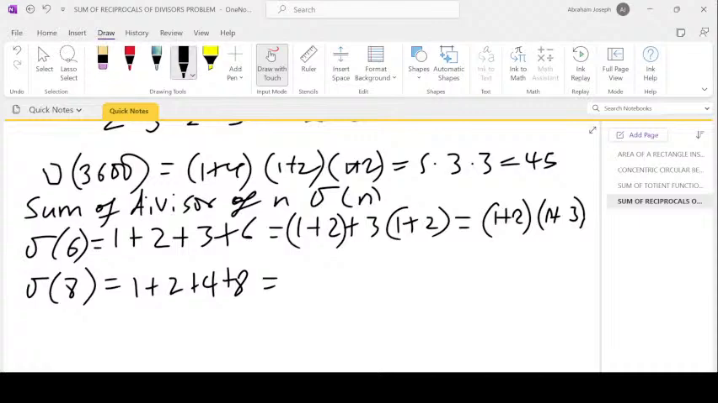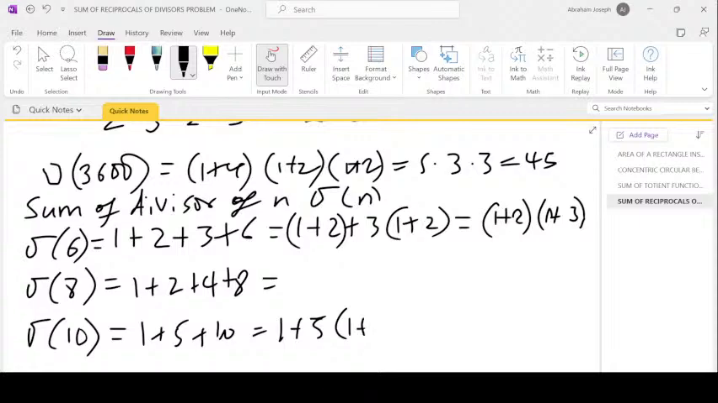So let's try one more example. Let's say divisors of 10. The sum of divisors of 10 is 1, 5, and 10, right? We can try more examples to see how the function will be derived. Sorry, I've missed out one number, 2. Okay, so 1 plus 2 plus 5 plus 10.